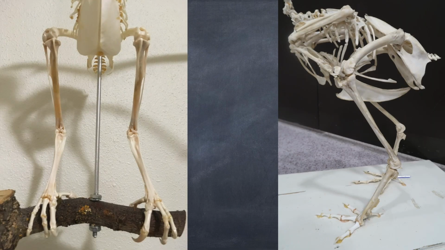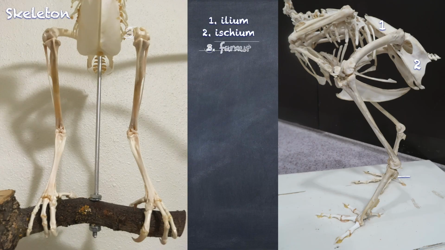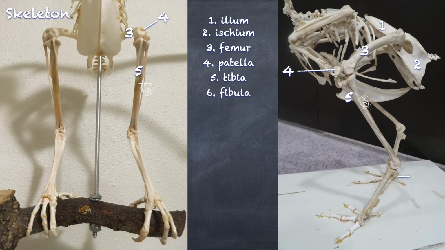Moving down to the hind limbs of the bird, here once again we see the ilium and the ischium. The ilium, the ischium, and the femur make up what we know as the thigh when we're eating a chicken. Yes, they do have a patella. And then we have the tibia and the smaller laterally associated fibula. These are the bones that we find in the drumstick.